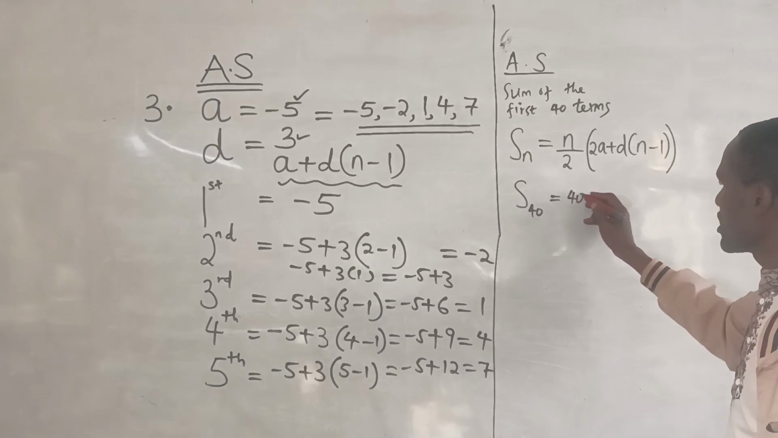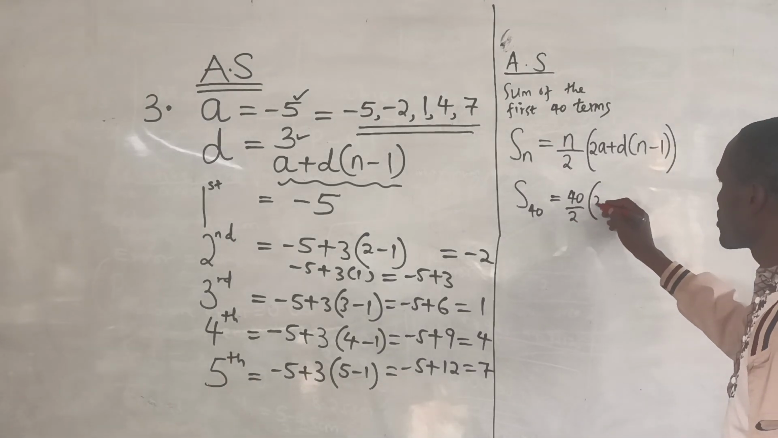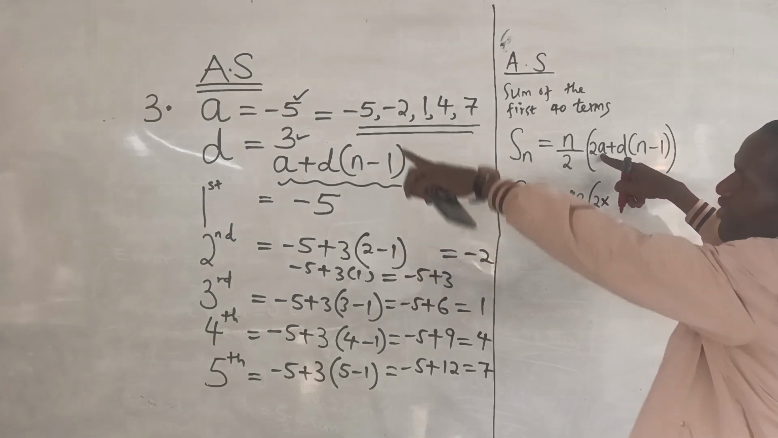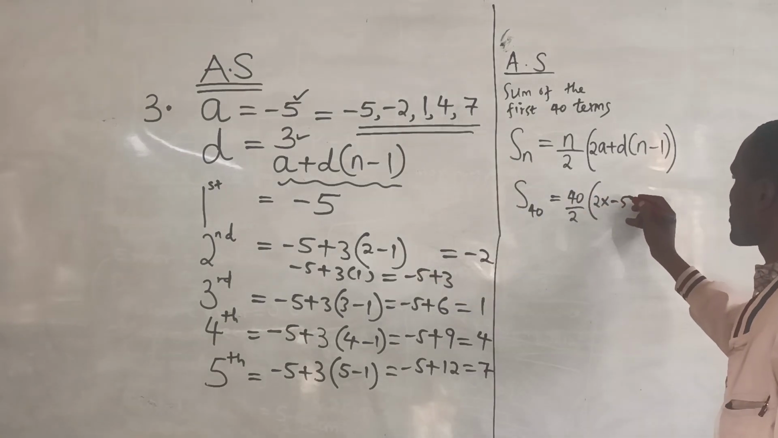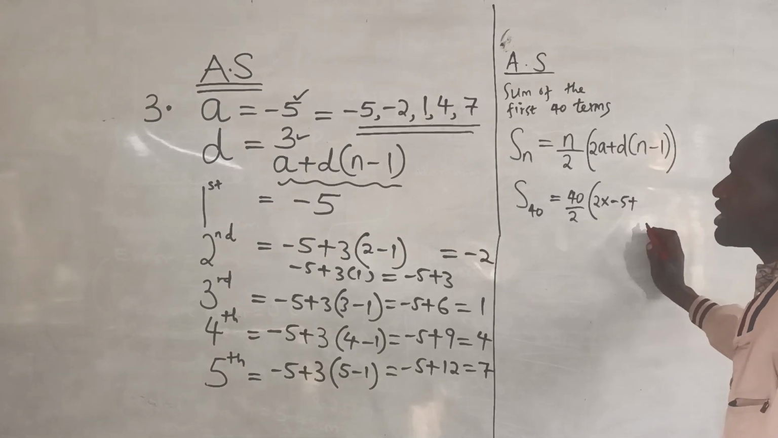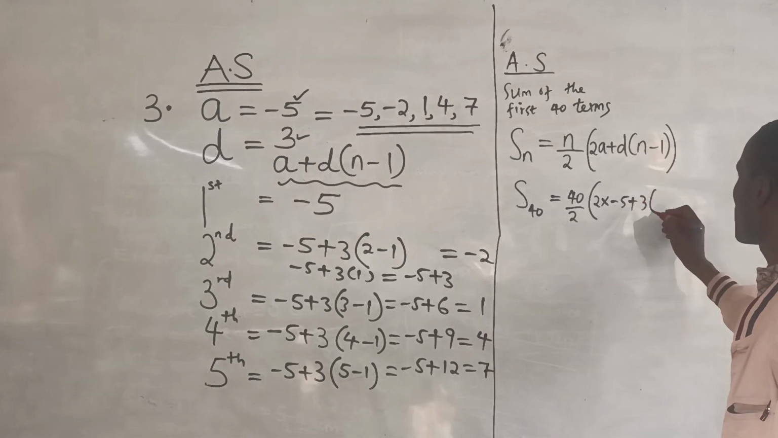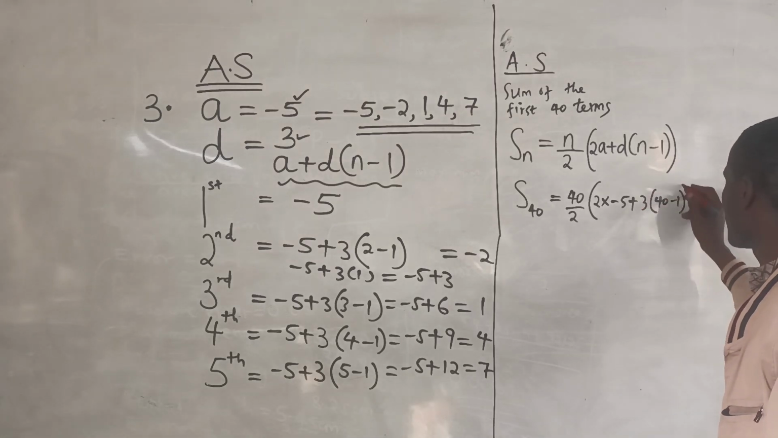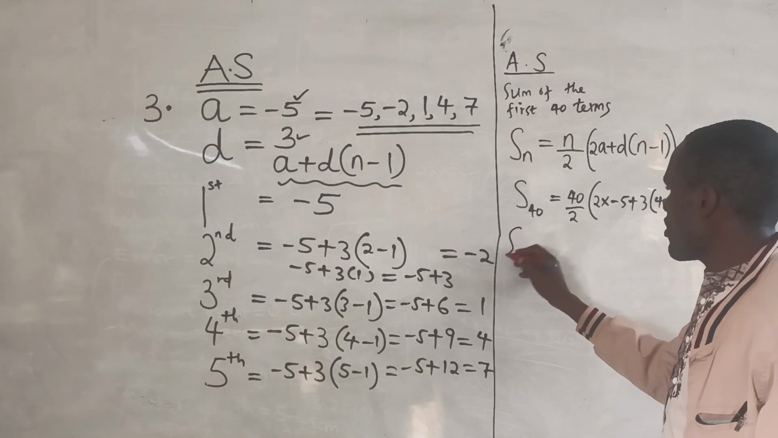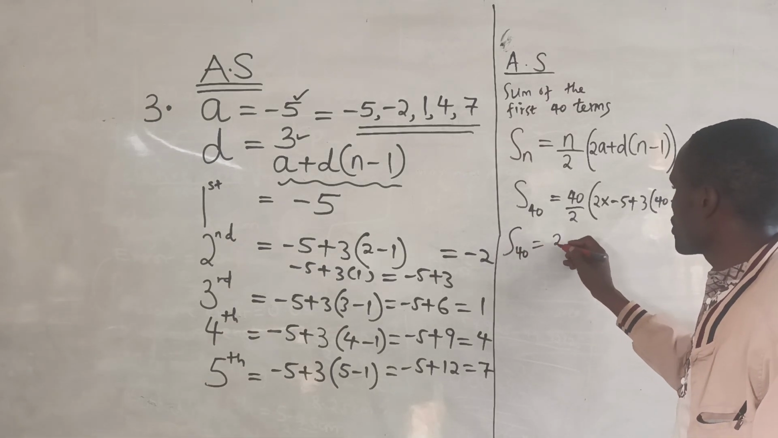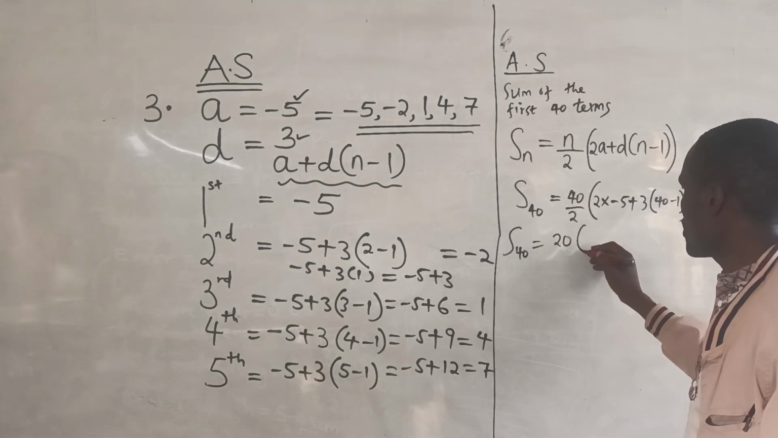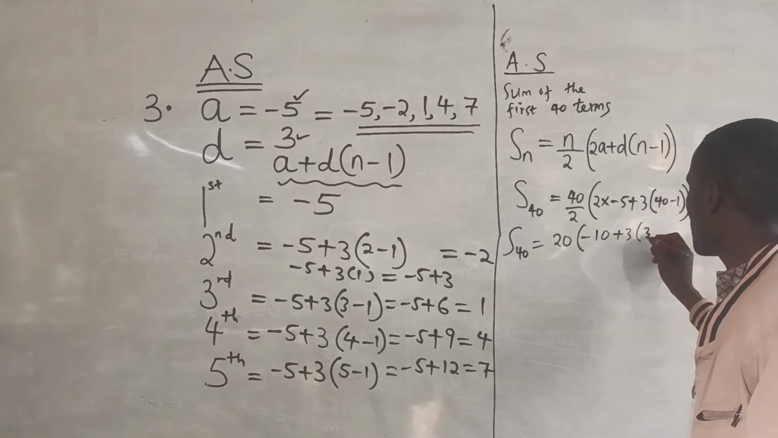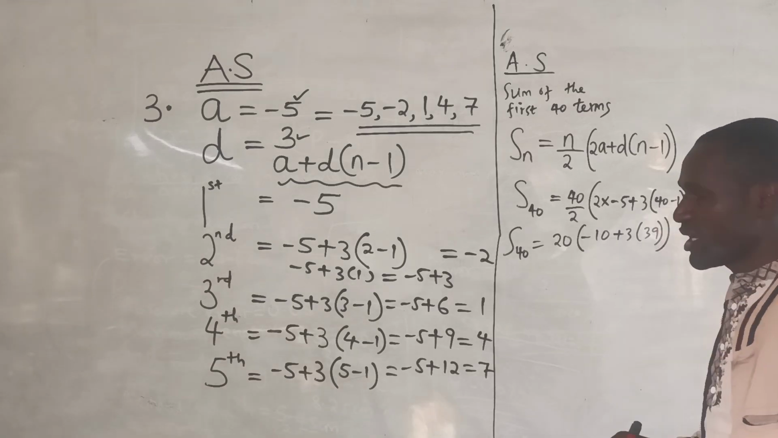So our n is 40 divided by 2 into 2 times a. What is our a? It is a continuation of what you're actually doing here. Our first term is -5. So a is -5. Plus, what is our common difference? 3 into, what is n? The number of terms, which is 40, then minus 1. Correct. So the sum of 40 terms will be equal to 20. 40 divided by 2 into 2 times -5, -10. Plus 3 into 39.